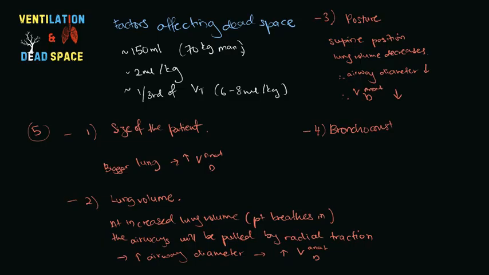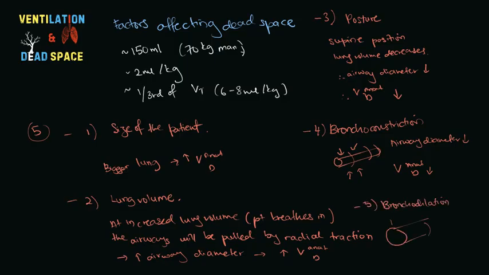Number four, bronchoconstriction. So what happens when the airway becomes constricted? The airway diameter reduces, so by default, the anatomical dead space will also reduce. And contrastingly, bronchodilation, so airway diameters will expand, so this will cause the anatomical dead space to also increase.